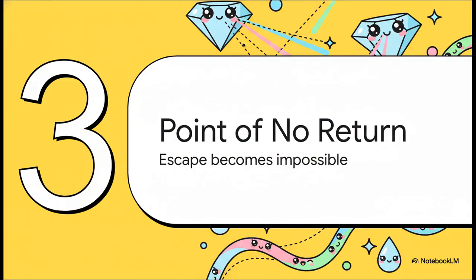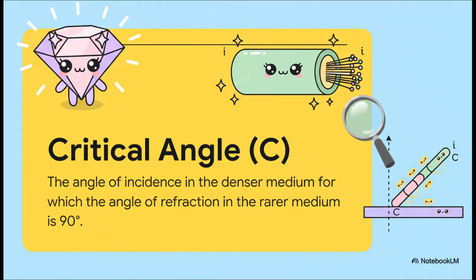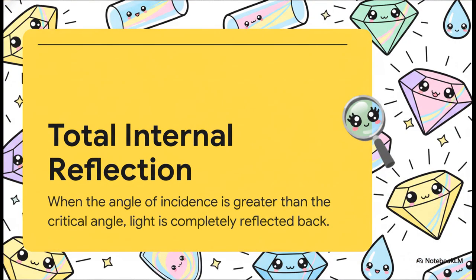So, what do we call this special angle? Well, it's called the critical angle. It's that one precise angle of approach where the escaping light ray is forced to bend a perfect 90 degrees, just skimming the boundary. It is the last possible chance for refraction. So, what do you think happens if we push that angle just a tiny bit further? And there it is. Total internal reflection.